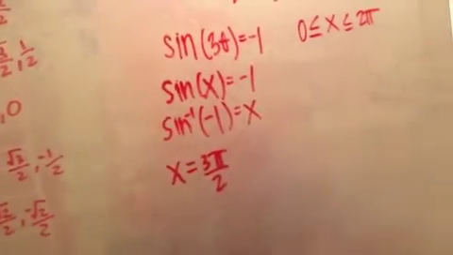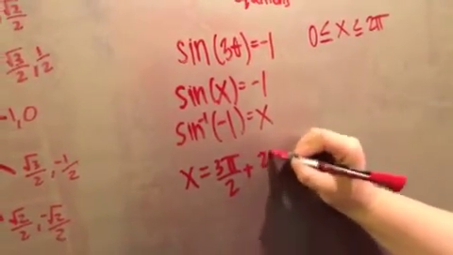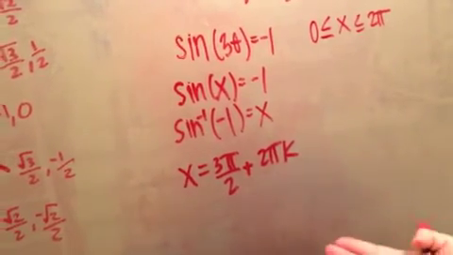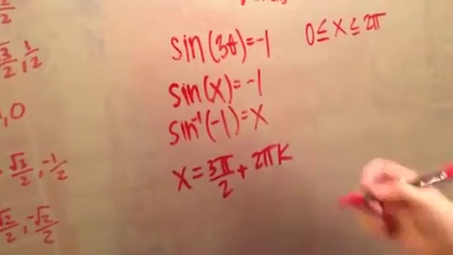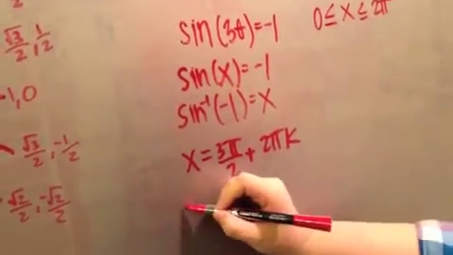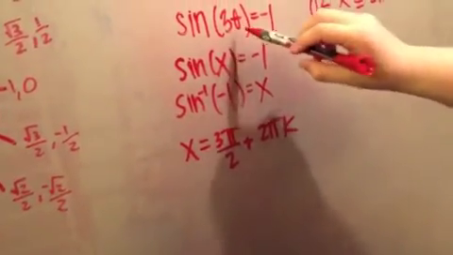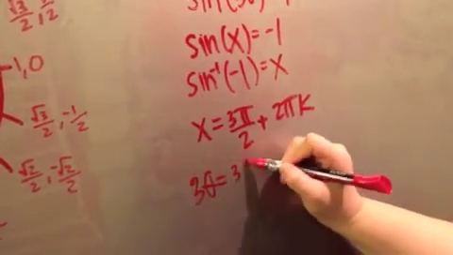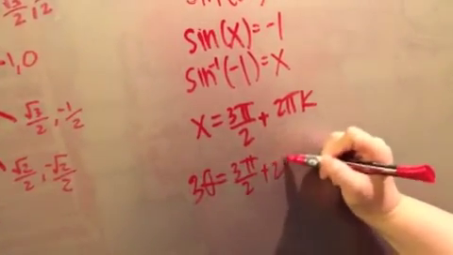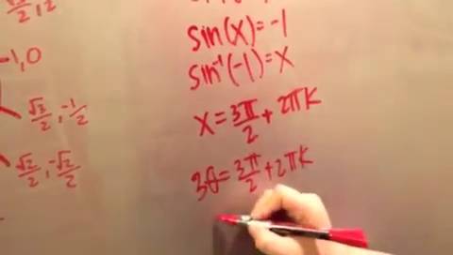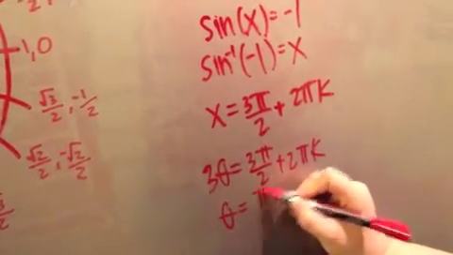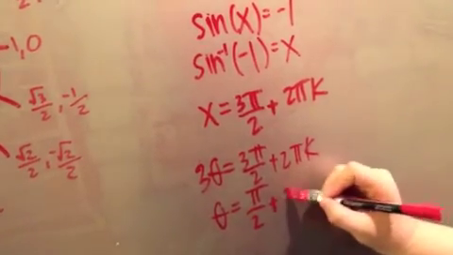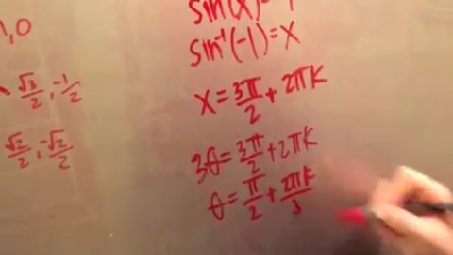But wait, you're not done yet. You have to put plus 2 pi k. But if it's tangent, then you have to put plus pi k. Anyways, then you replace the x with the 3 theta because you replaced that in the beginning. So then it would be 3 theta equals 3 pi over 2 plus 2 pi k. And then when you divide, it would be theta equals pi over 2 plus 2 pi k over 3.